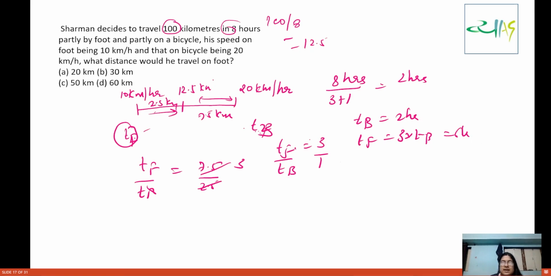And if I am traveling by foot at 10 kilometer per hour speed, then how much distance am I going to travel? 60 kilometers. So this is simple. Okay, this is that simple. See, no big calculation is there. This is very intuitive. All right. So I hope everybody is able to understand this. Let's move forward a bit.